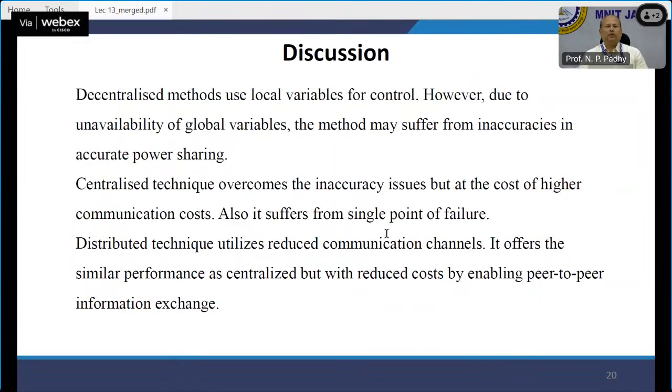Now coming to a conclusion of today's talk: decentralized methods use local variables for control. However, due to unavailability of global variables, the method may suffer from inaccuracies in power sharing. Centralized technique overcomes the inaccuracy issues, but at the cost of higher communication cost. Also, it suffers from a single point of failure. Distributed technique utilizes reduced communication channels. It offers similar performance as centralized, but with reduced cost by enabling peer-to-peer information exchange.